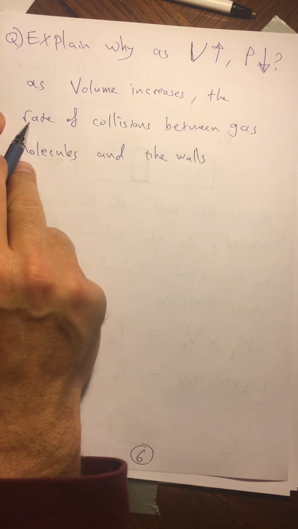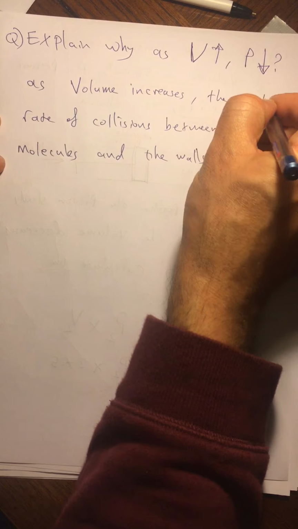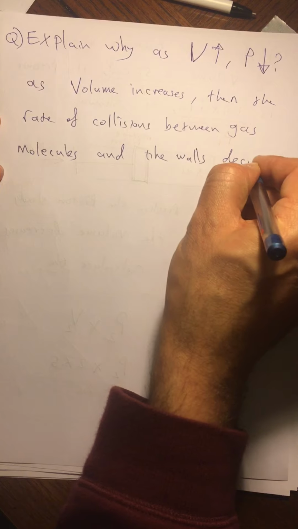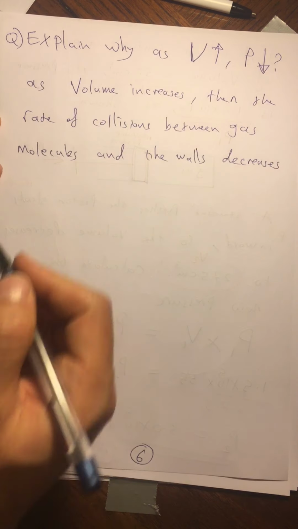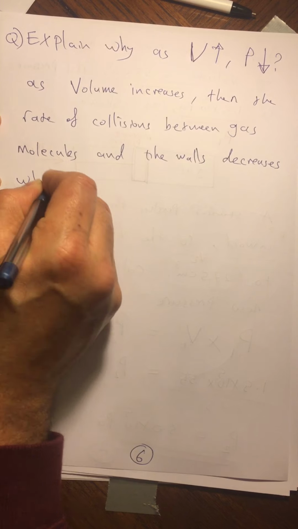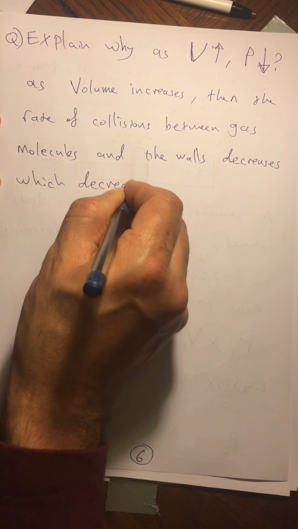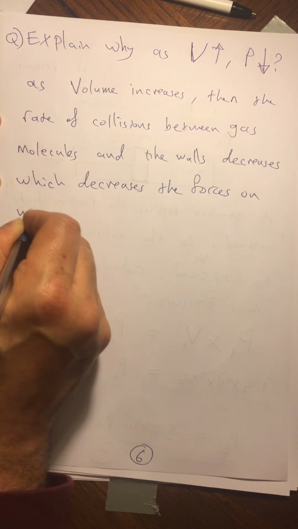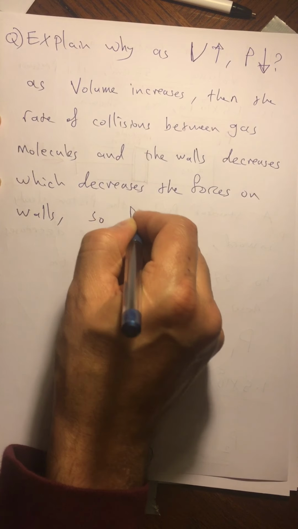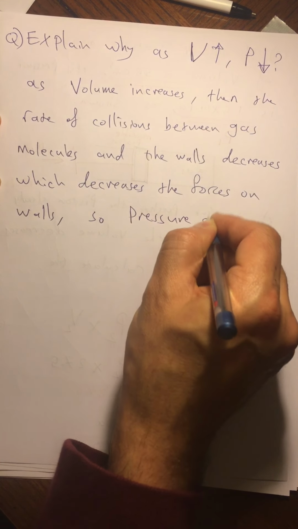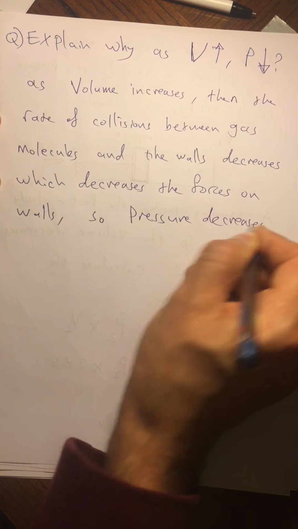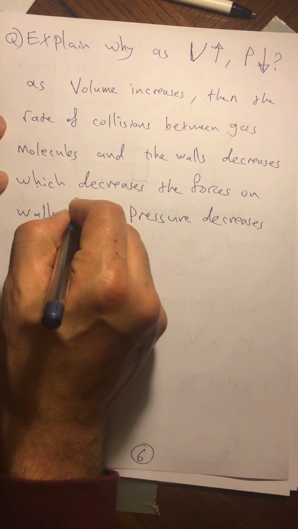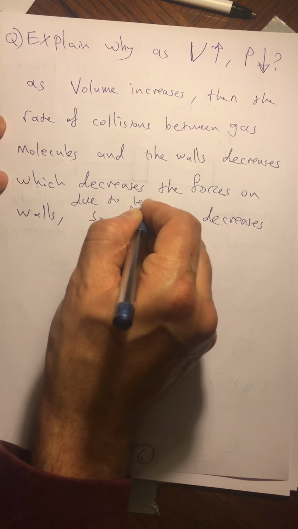As volume increases, the rate of collisions between the molecules and the walls decreases because there is more volume, so fewer collisions, which decreases the forces on the walls, again on the walls, so pressure decreases. We may say which decreases the forces on the walls due to less momentum.